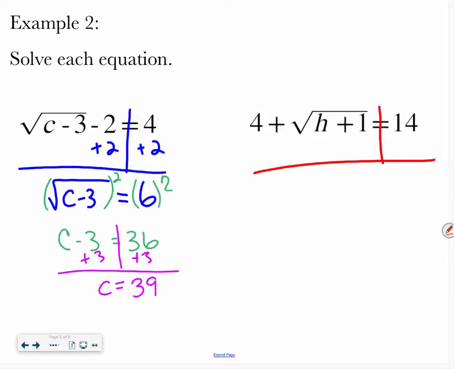So I'm going to tee it up, and the first thing I'm going to move is the 4. I'm going to subtract 4 from both sides, so that way I'm left with everything in the square root on one side. 14 minus 4 gives me 10.